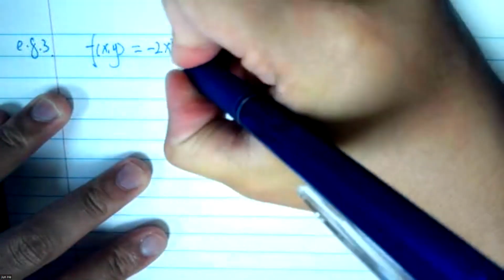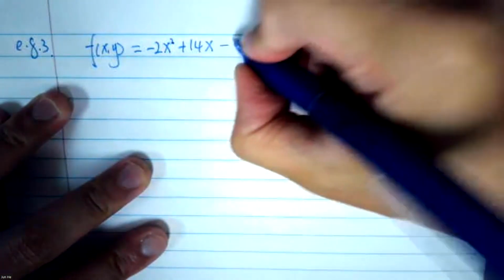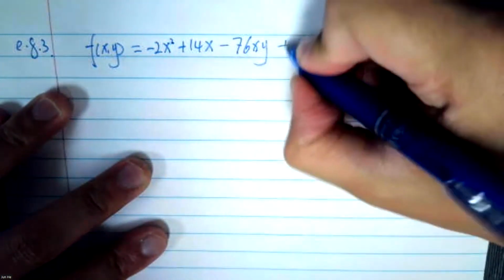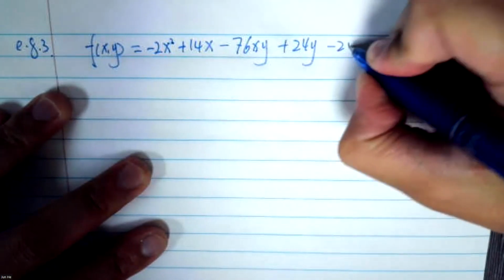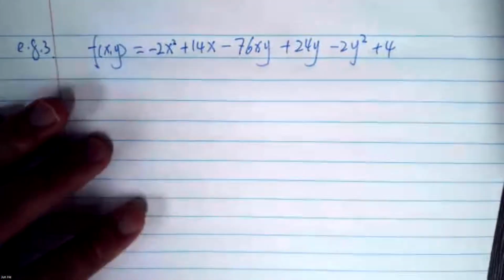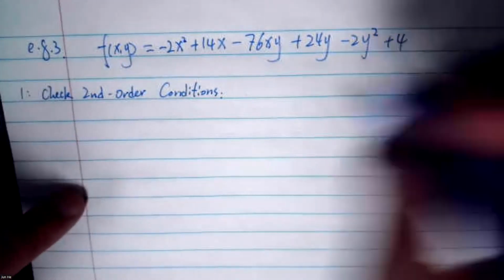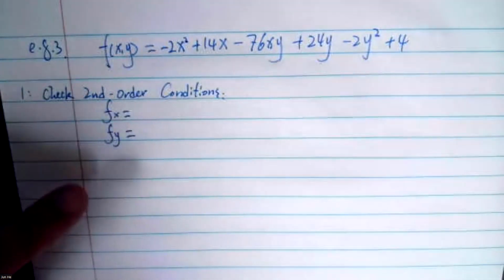All right, so this function is minus 2x squared plus 14x minus 76xy plus 24y minus 2y squared plus 4. All right. So here, let's do the first step, which is check second order conditions. In order to check that, we need to start with first order. F partial on x, f partial on y.